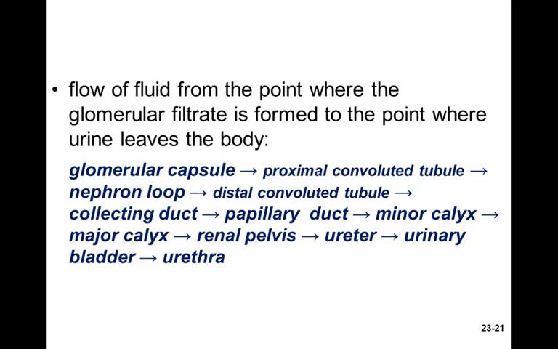So once the blood enters the glomerular capsule, blood is filtered and we now form filtrate. So filtrate leaves the glomerular capsule, enters into the PCT. Then it goes into the nephron loop, then it goes into the DCT, then the collecting duct. Then it goes into the papillary duct, the minor calyx, the major calyx, the renal pelvis, the ureter, the bladder, and then the urethra. Okay, now again, that goes from the very inner part of the kidney all the way out of the kidney to the ureter, to the bladder, to the urethra.